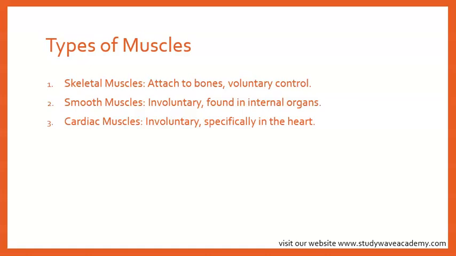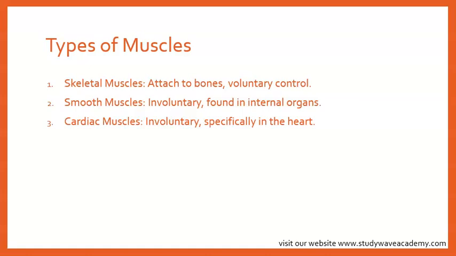Okay? Do we understand? So the three main types of muscles are the skeletal muscles, smooth muscles, and cardiac muscles. Remember, skeletal muscles are the ones you control, okay? And smooth muscles work in your organs without you thinking about it. Do you understand? And the cardiac muscles keep your heart pumping automatically. Do you understand that? Okay, good.